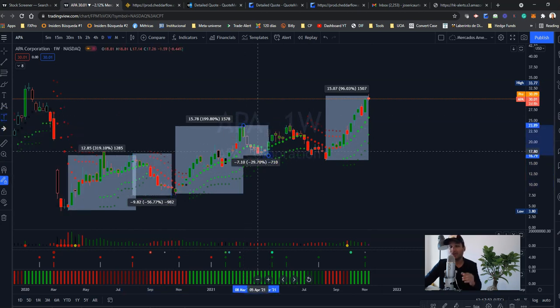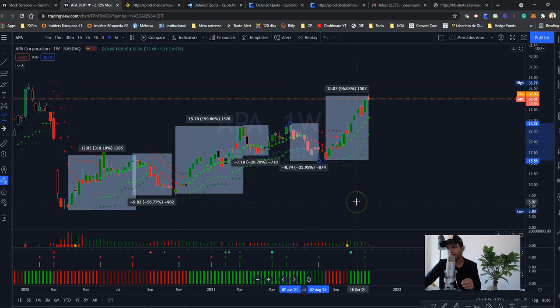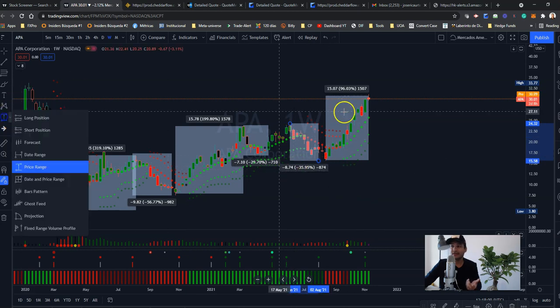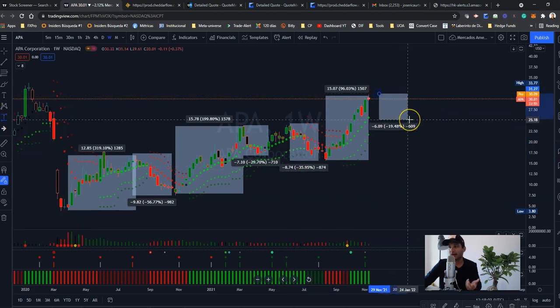The previous pullback, you have 9 points. This one, for example, was only 7 points. And the last pullback was 8 points. So everything between 5 to 8, you should be looking to buy. So 6 points can be at $25. So around $25 per share would be a great entry on APA. Think about that and look at, we're still in the bullish trend.